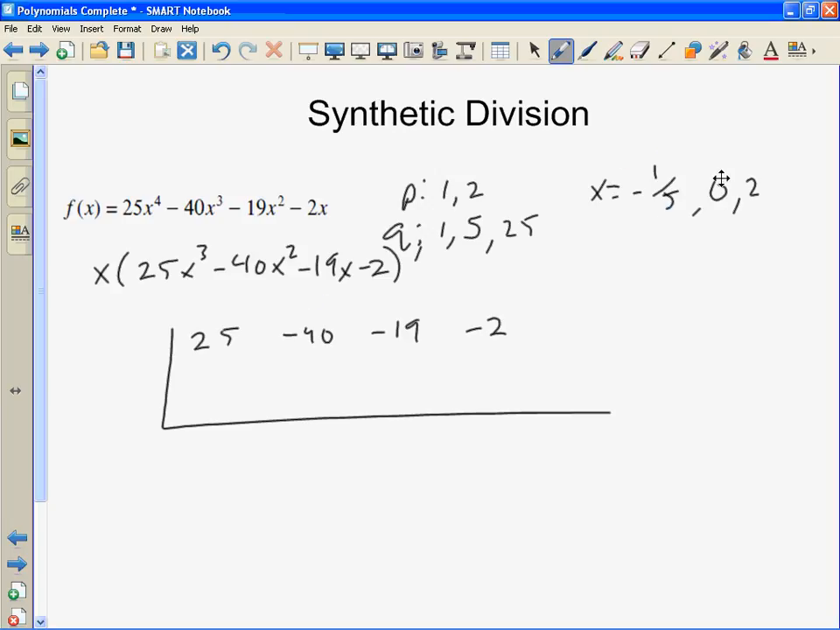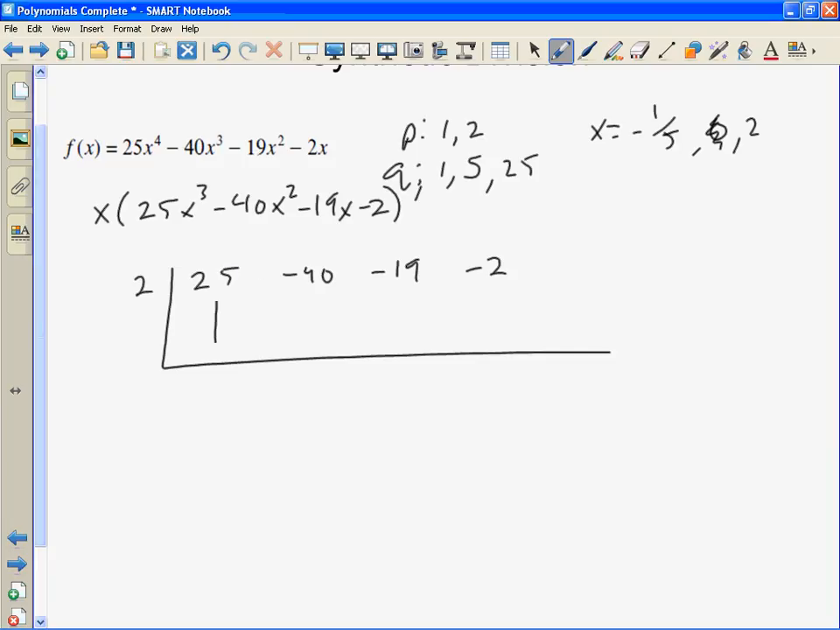So I've already taken the 0 out, so let's do an easy one first. Let's do 2. So I'm taking that root out. First step in synthetic division, you always drop the first number down. And then you multiply 2 by 25, which gives you 50. You add these, which gives you 10. Multiply these now. 2 times 10 is 20. Add these, you get 1. 2 times 1 is 2. Add these, you get 0.